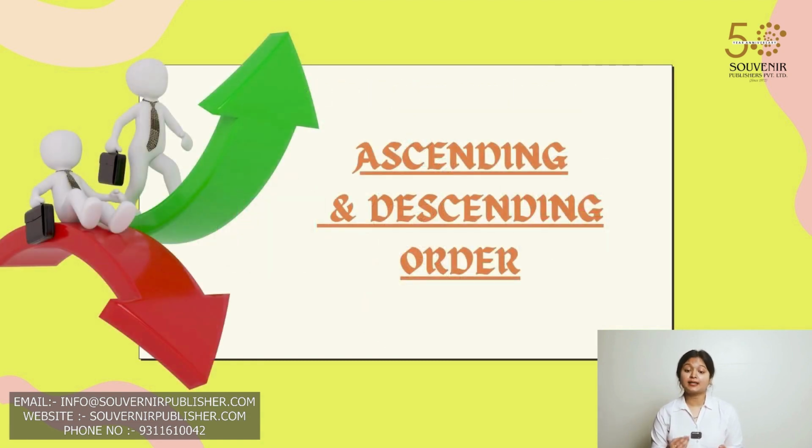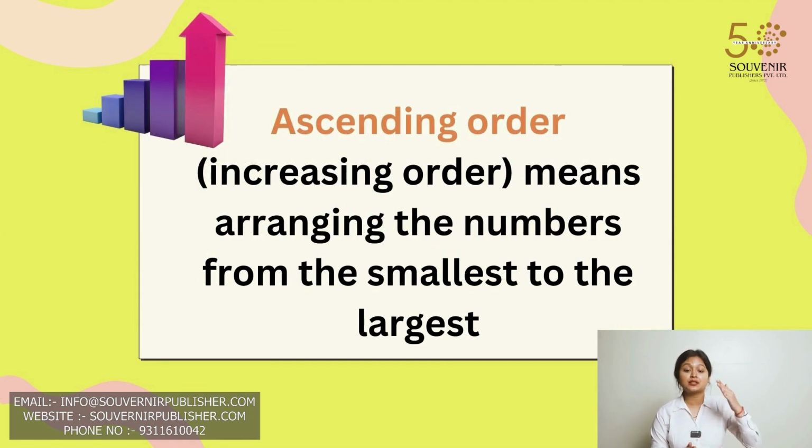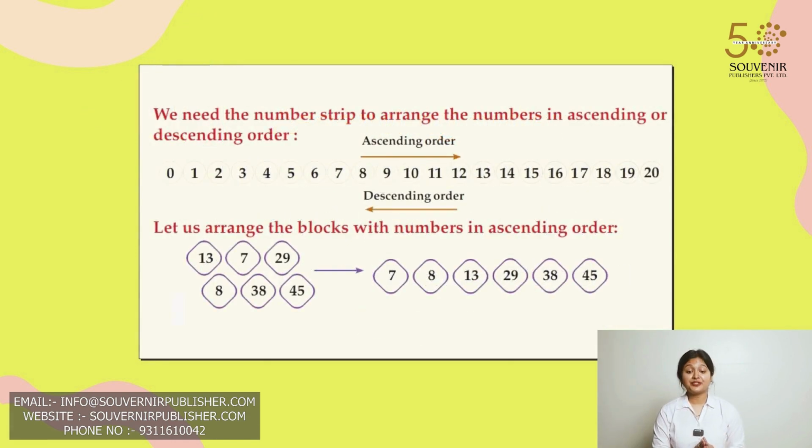Students, now let's know ascending and descending order. Ascending order means increasing order, means arranging the numbers from the smallest to the largest. We need to know how to arrange the numbers in ascending or descending order. Let us arrange the blocks with numbers in ascending order. The numbers that we have with us are 13, 7, 29, 8, 38 and 45.